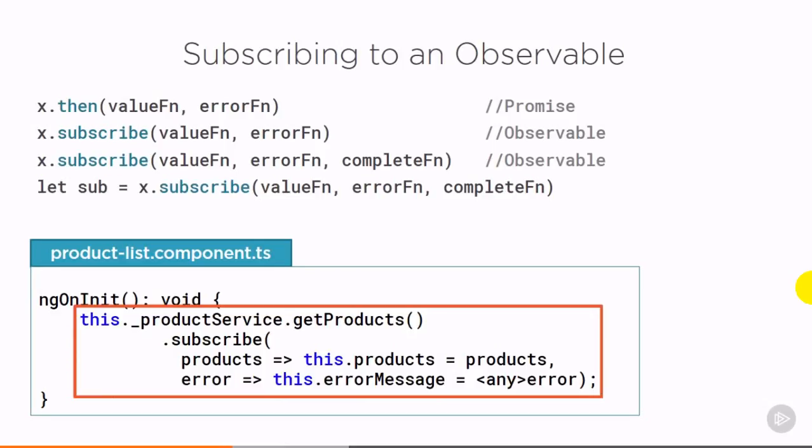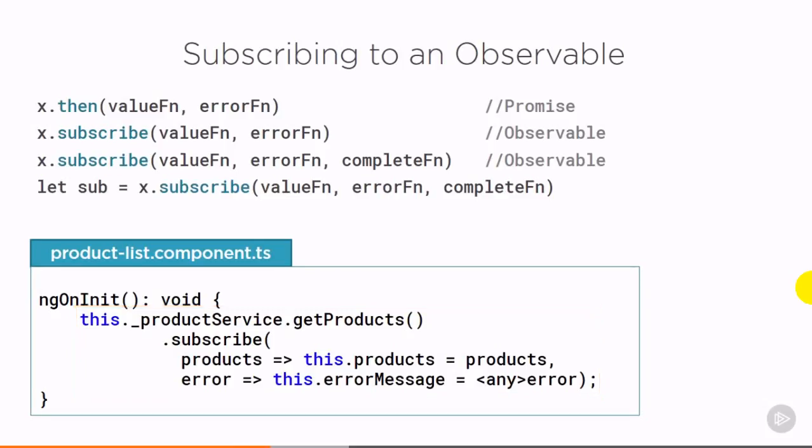So this line of code calls the product data service getProducts method and kicks off the HTTP GET request. It is then set up to asynchronously receive data and notifications from the observable. The first function passed to the subscribe method specifies the action to take whenever the observable emits an item. The method parameter is that emitted item.